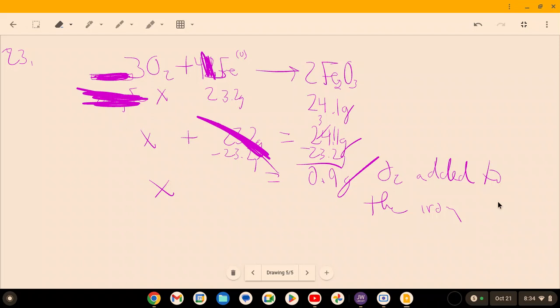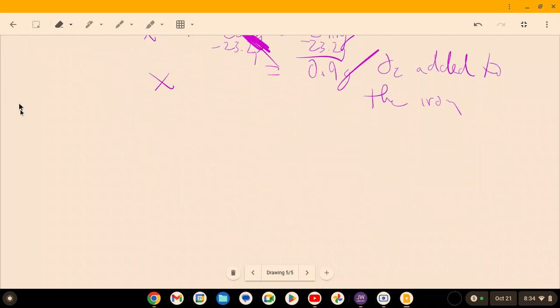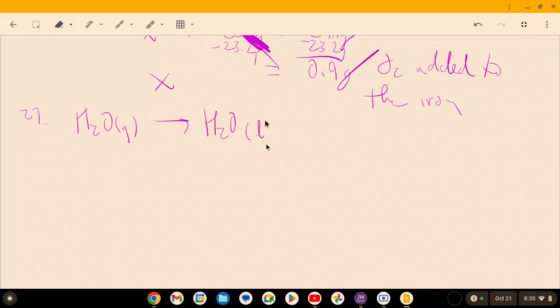27. Classify each of the following changes as physical or chemical. Condensation of steam. So condensation of steam is H2O gas to H2O liquid. Well, didn't change its chemicals at all, so physical.